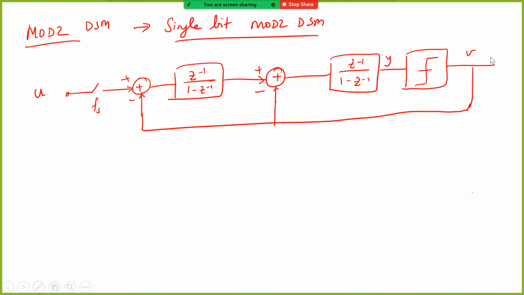Now, how do you implement this? So let's look at a differential implementation. Okay. So what are the difference equations that we need? We can write what the difference equations are. Okay, let's call this x1. Of course, the input is called u. Okay, all right. So let's just call this x2 for now.